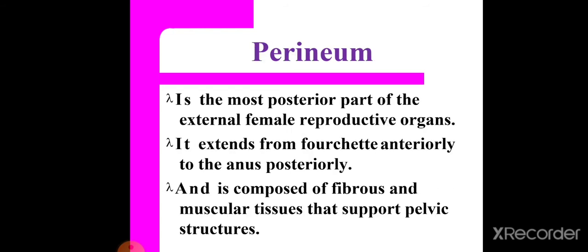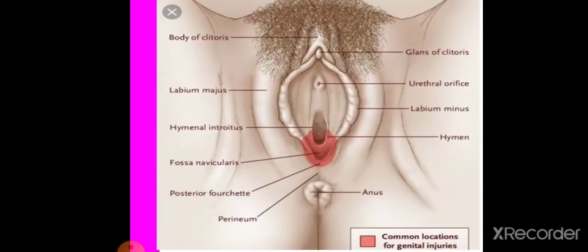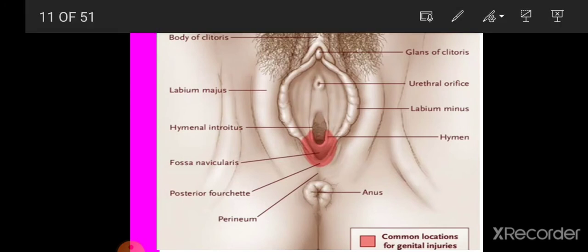Perineum is the most posterior part of the external female reproductive organs. It extends from the fourchette anteriorly to the anus posteriorly and is composed of fibrous and muscular tissues that support the pelvic structures. So here we can see the labia minora, the vestibule.